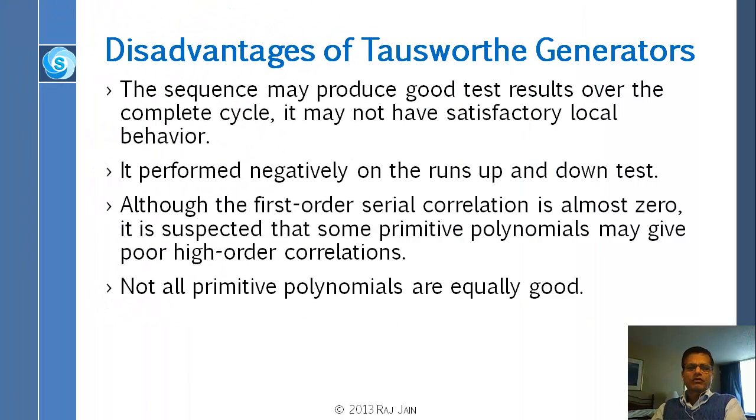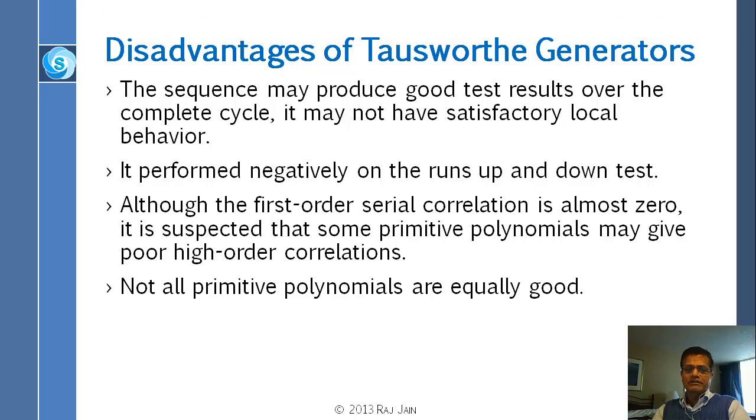All right. So now what are the problems? The first problem is that while people have tested it for a complete cycle, if you just take a part of a cycle, it may not be as good as a complete cycle. So it may not be totally random. And it performed negatively on one particular test, which is called the runs up and down test. Unfortunately, we will not go through the tests in this class, but there are many tests in the book which talk about how to test random number generators. And one of the tests is runs ups and downs. So you just count how many times you get 0 to 1 and how many times you get 1 to 0, something like that.